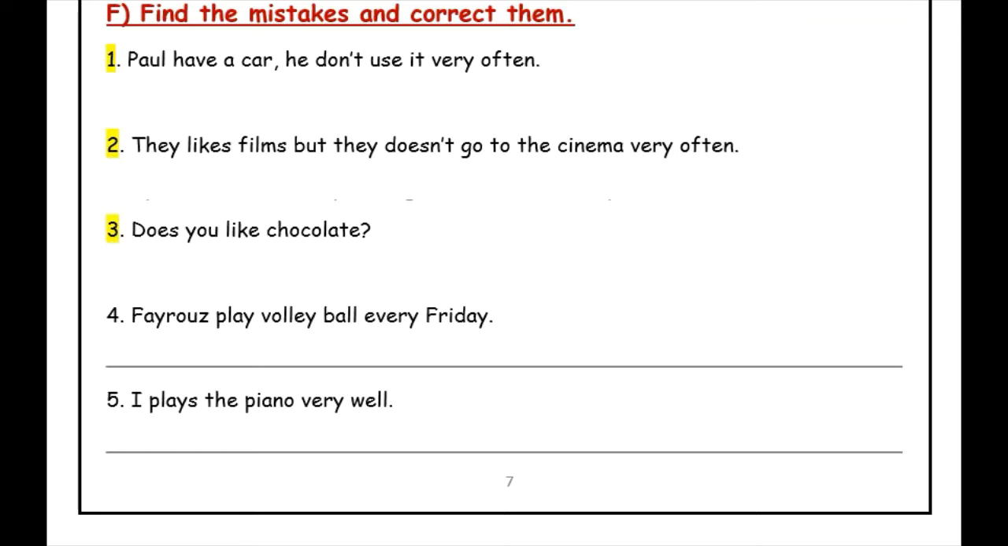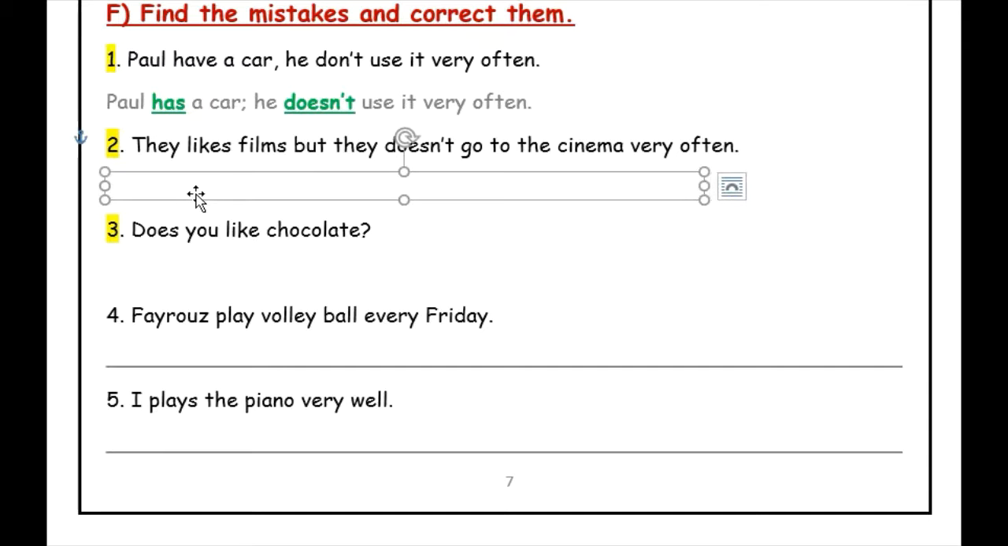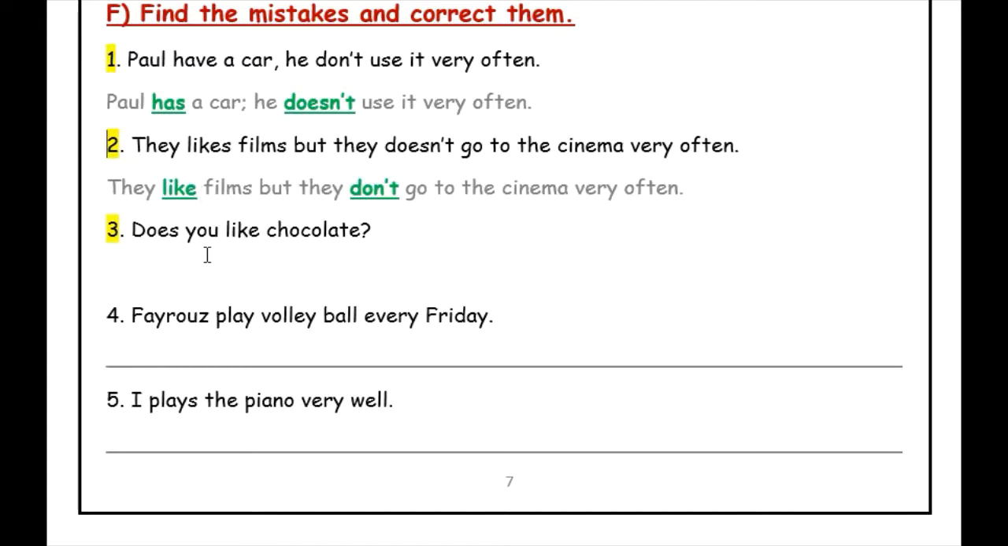Paul have a car. He don't use it very often. That's correct. Paul has a car. He doesn't use it very often. Number 2. They likes films, but they doesn't go to the cinema very often. They like films, but they don't go to the cinema very often.